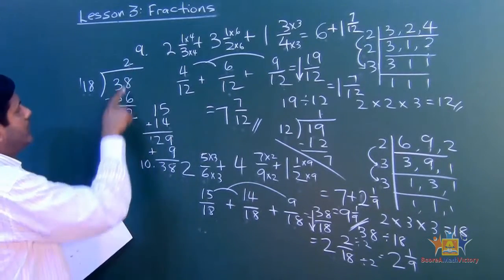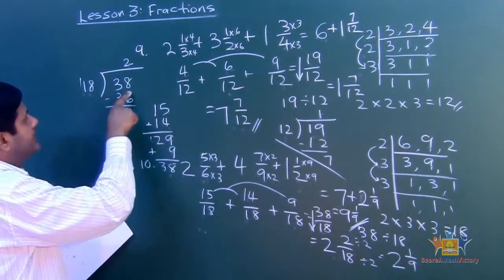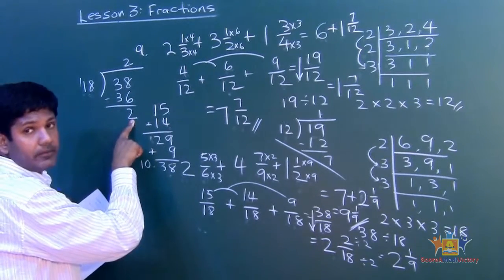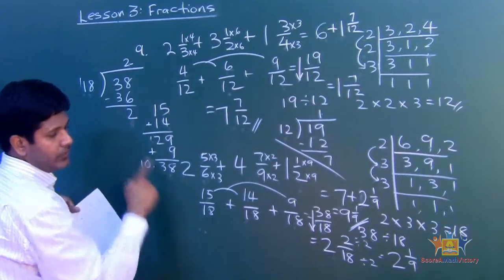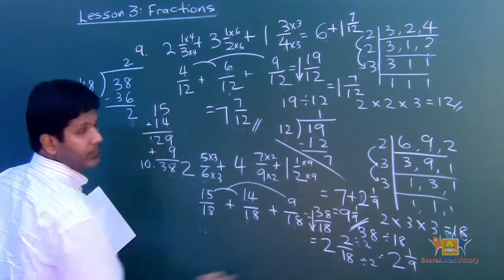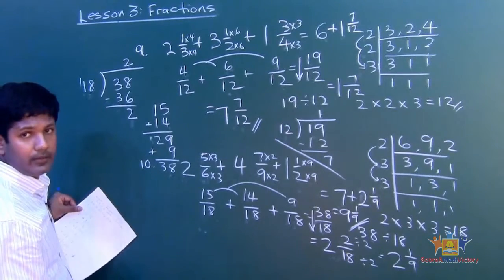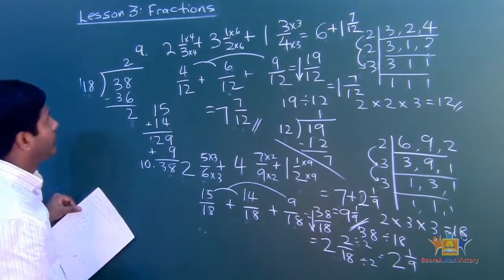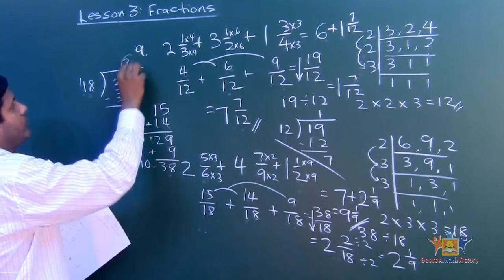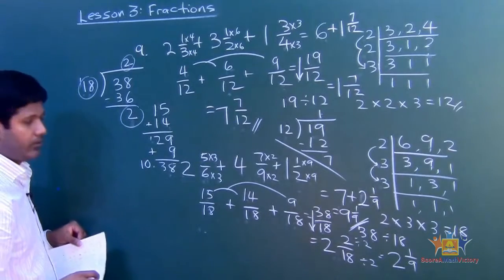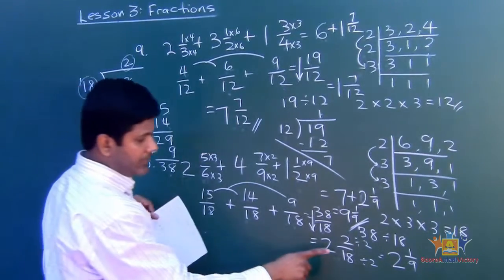So we found the 2, that is a 2, 18 inside 38, which gives me 36, minus give me 2 as the balance. The remainder 2 is the numerator. The divisor 18 is the denominator. The 2 is the whole number. Alright? Okay, we always start with this one first, and then this one next, and then this will be the numerator. Alright?